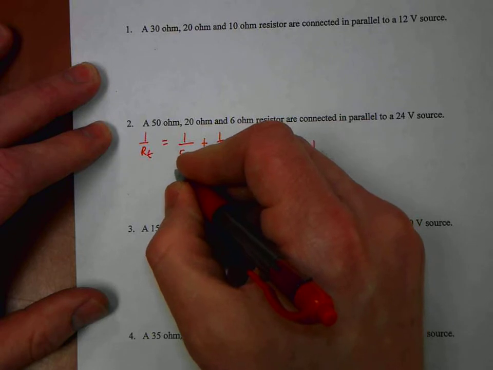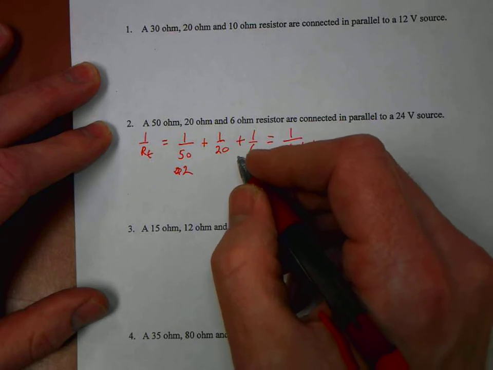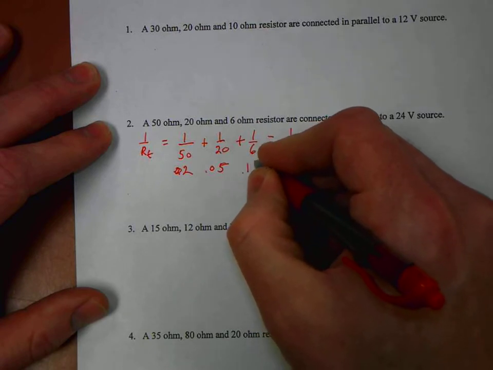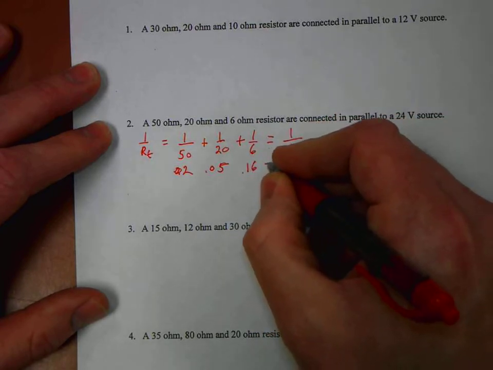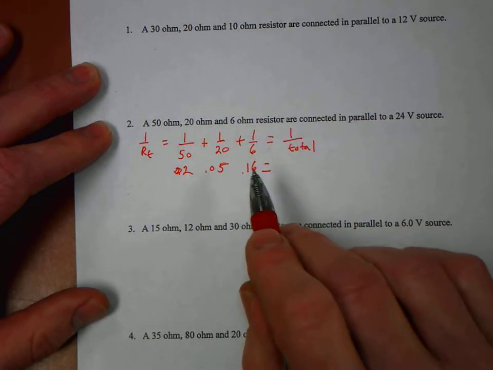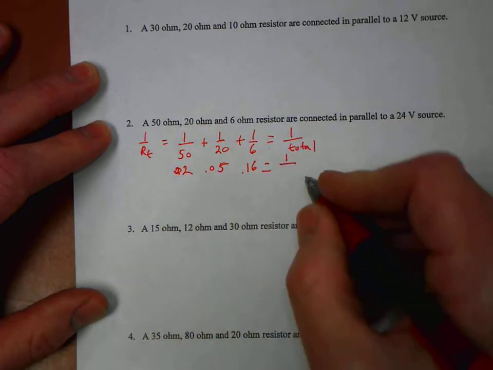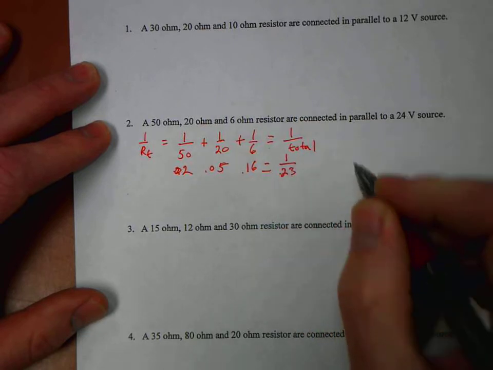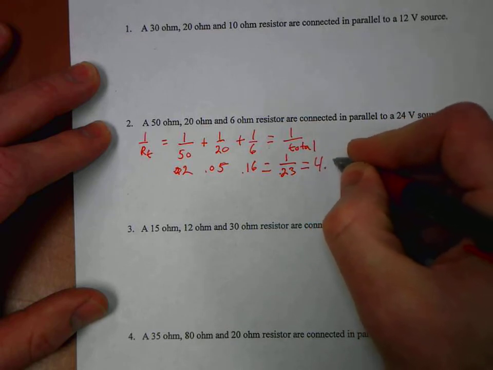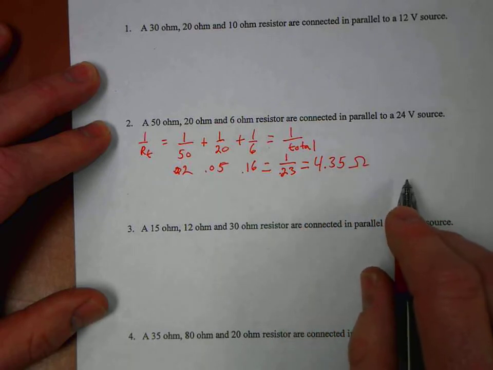So we have this is 0.02. This is 0.05. This is 0.16. Now this is an important part. You have to remember that these add together, and then 1 is divided by this total. So this gives us 1 over, we add these together, we get 0.23. So 1 divided by 0.23 is going to give us 4.35 ohms. That is our total resistance for the circuit.